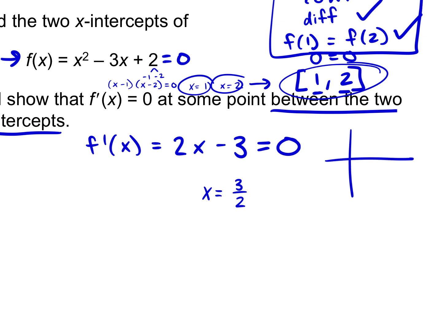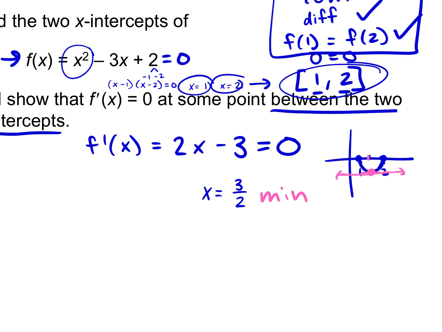Let's draw it real quick. We have a point at 1, 2. These are our x-intercepts. Does our graph open up or open down? It opens up. So at 3/2, do we have a maximum or minimum? A minimum. That'd be our lowest point. We have a horizontal tangent line through there. So this would be our minimum.